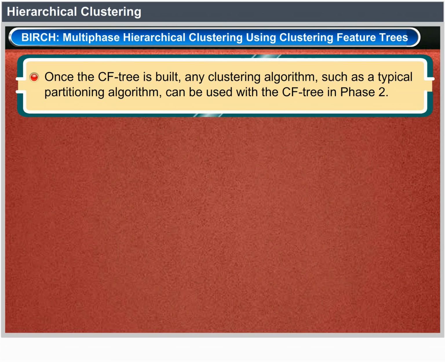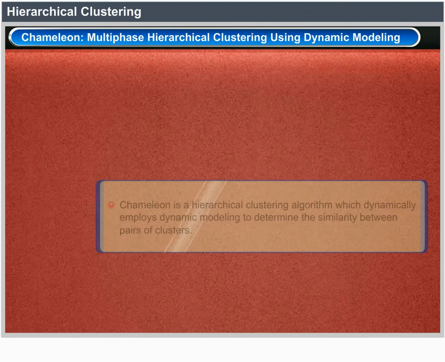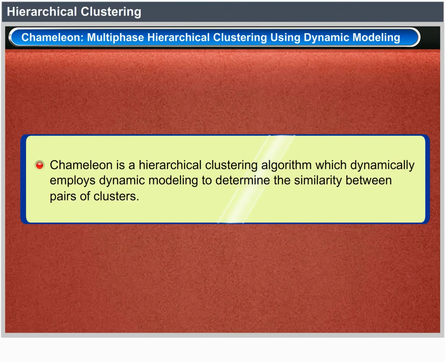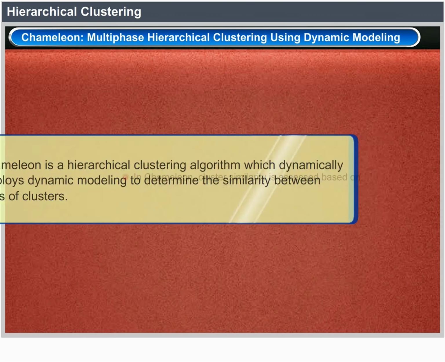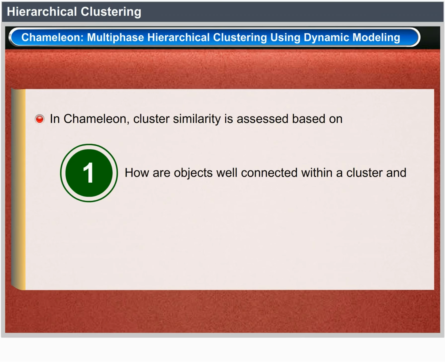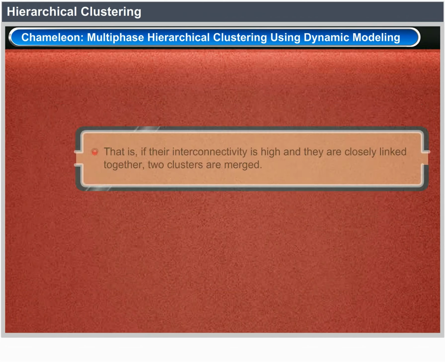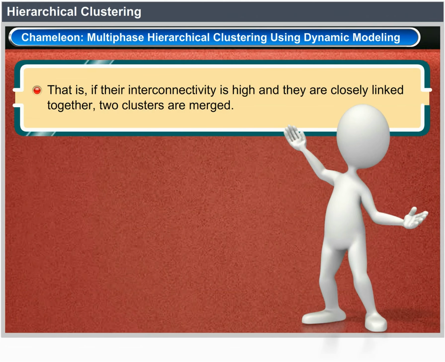Chameleon, multi-phase hierarchical clustering using dynamic modeling. Chameleon is a hierarchical clustering algorithm that uses dynamic modeling to determine the similarity between pairs of clusters. In Chameleon, cluster similarity is assessed based on how well connected objects are within a cluster and the proximity of clusters. That is, two clusters are merged if their interconnectivity is high and they are close together.